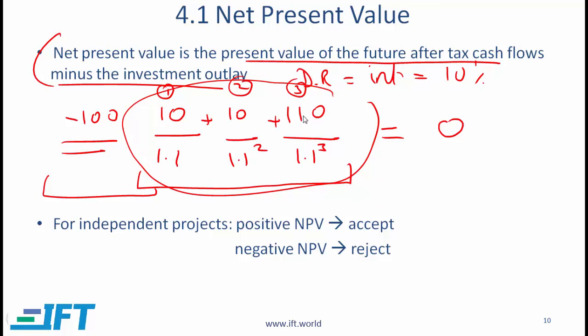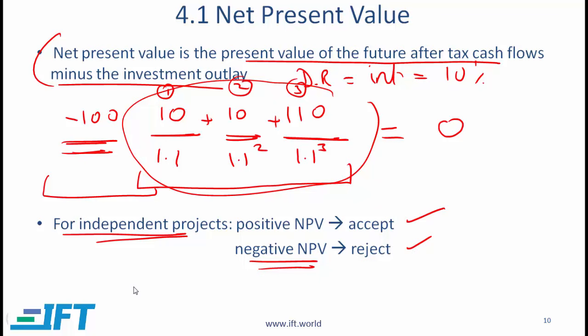This brings us to what's called the NPV decision rule. For independent projects, a positive NPV means that you should accept the project. Positive NPV means that if you consider all the future cash flows, their present value is greater than the cost or the initial outlay, and therefore it makes sense to accept the project. A negative NPV means that the present value of the future cash flows is less than your initial outlay, and there you clearly reject a project.